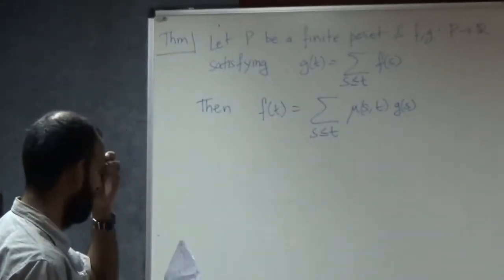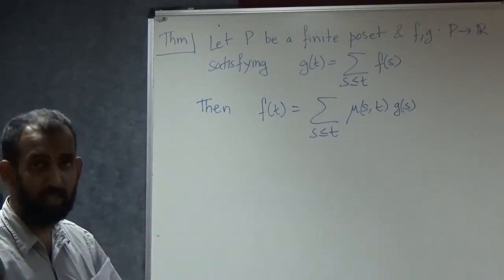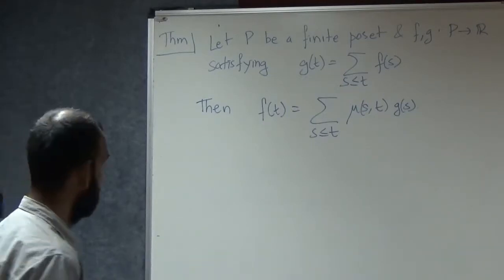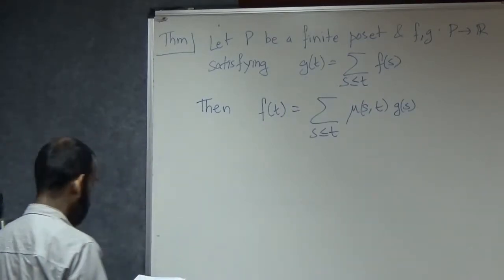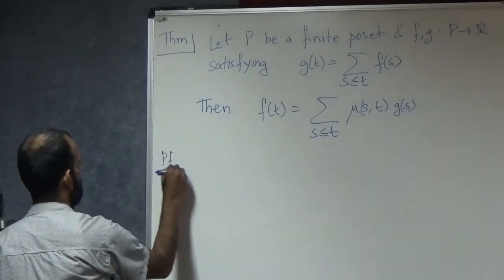Okay, this is a very powerful generalization, as I will explain very soon, of both the inclusion-exclusion formula and the number theoretic Mobius inversion formula. And the proof is elementary, actually.